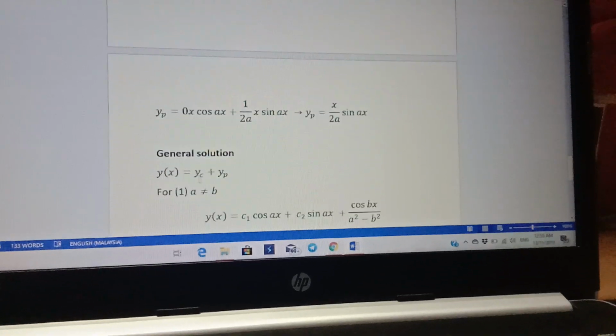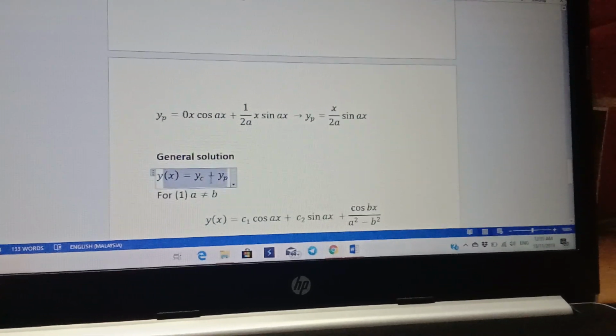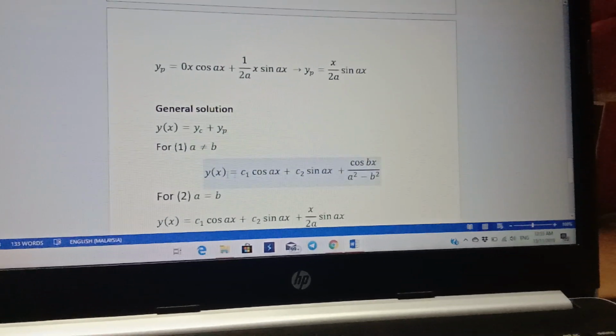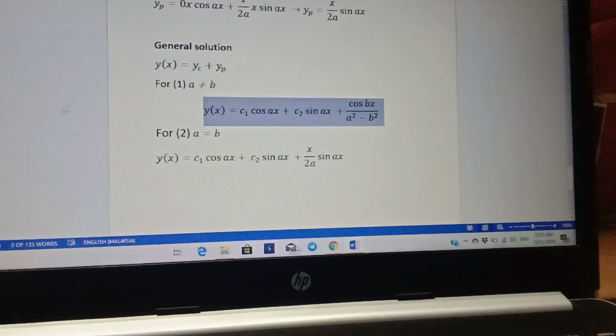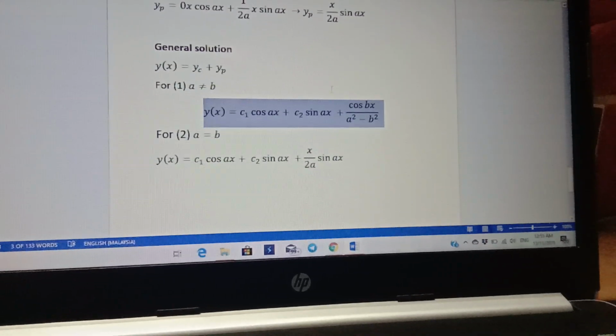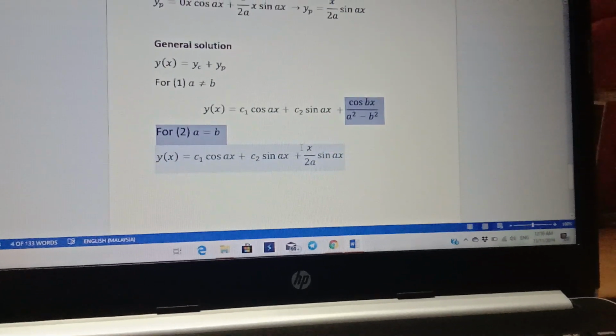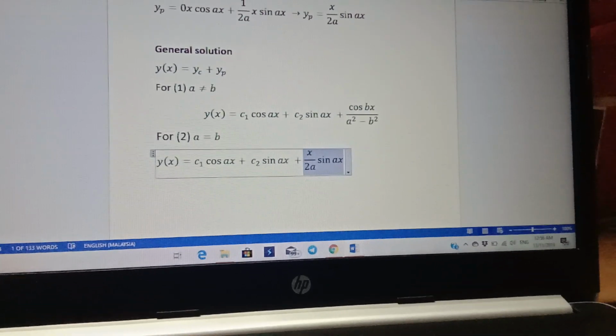For the general solution, we combine yc plus yp. Make sure for both cases we combine. For the first case, the only difference is at yp. For this case, also at yp. That's all from me. Thank you.